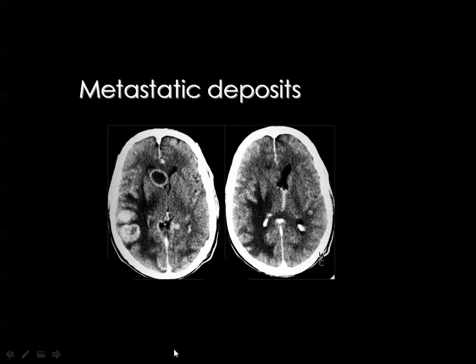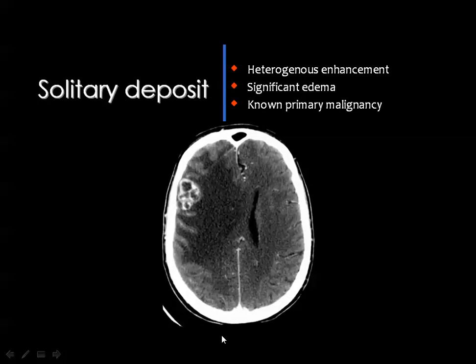Metastasis can be diagnosed by multiplicity and the significant perifocal brain edema, even in the absence of a well-known primary malignancy. Then the solitary metastatic deposit should show heterogeneous pattern of enhancement and extensive perifocal brain edema. And by extensive, we mean that the edema around the lesion is about 3 times the size of the lesion itself. Then we consider it extensive perifocal brain edema.